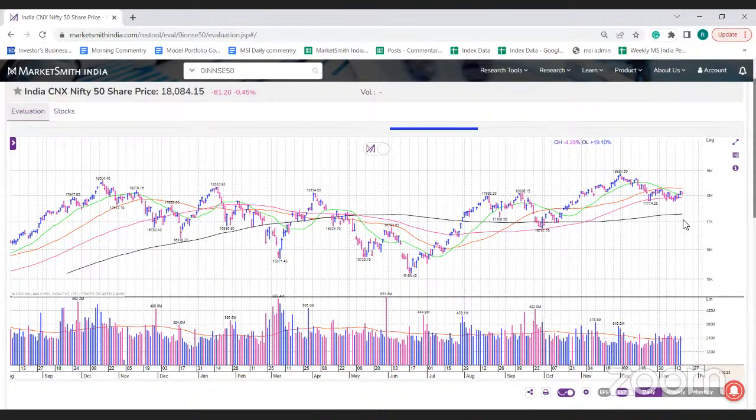But yes, I would clearly mention that volumes are very important as far as the stocks are concerned, as far as the market is concerned. You don't go for a poor earning stock or a poor growth story.